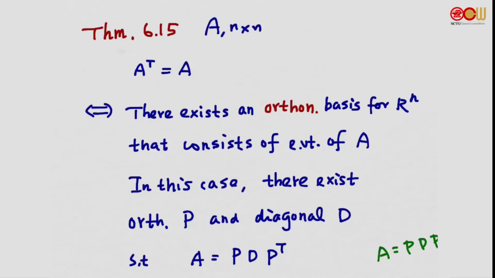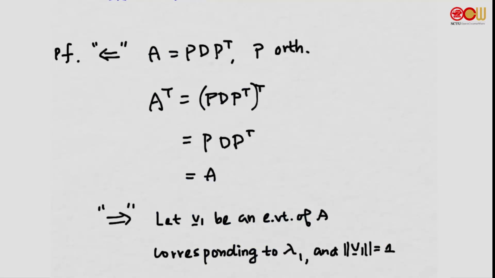For the other direction, we want to show that if A is symmetric, then there's an orthonormal basis for Rn that consists of eigenvectors of A. And in this case, we can find orthogonal P and diagonal D so that this is true. We know when A is symmetric, it has n real eigenvalues. Let's say lambda 1 is one of the real eigenvalues, and V1 is an eigenvector corresponding to lambda 1, and V1 is a unit vector.